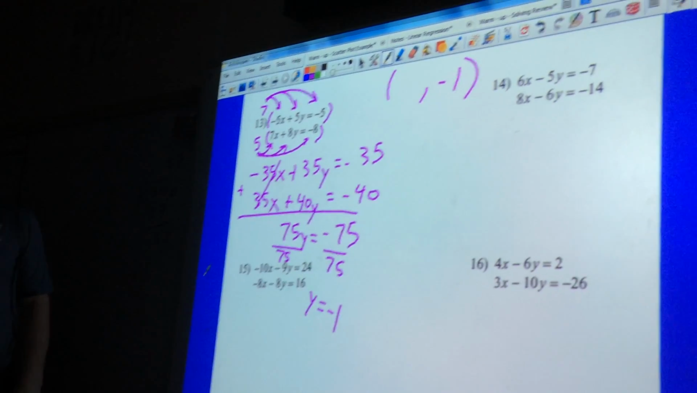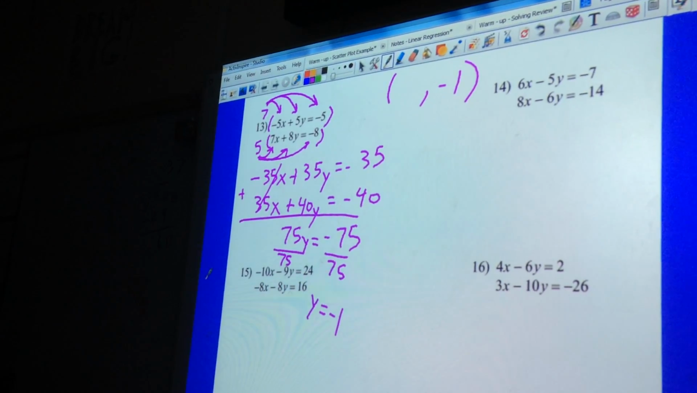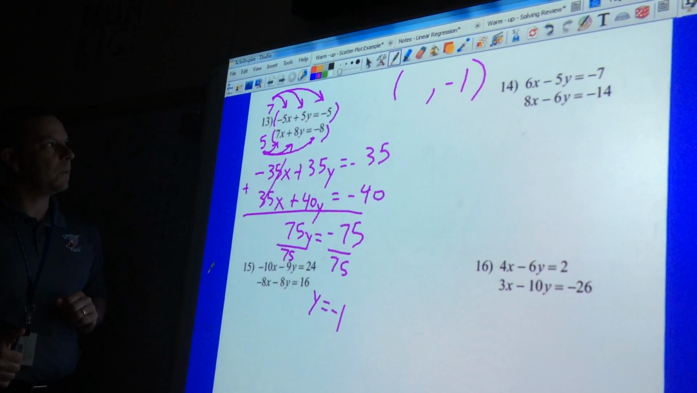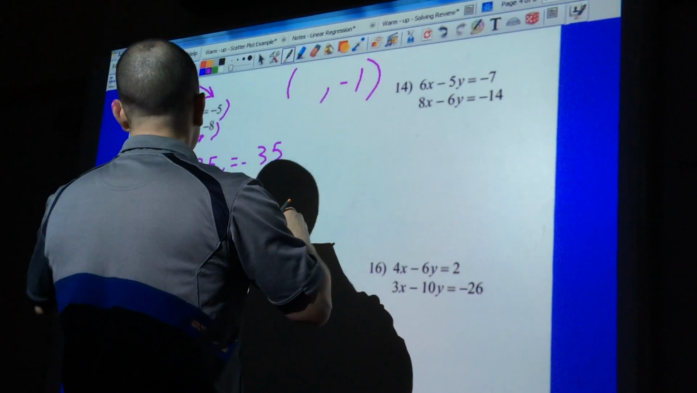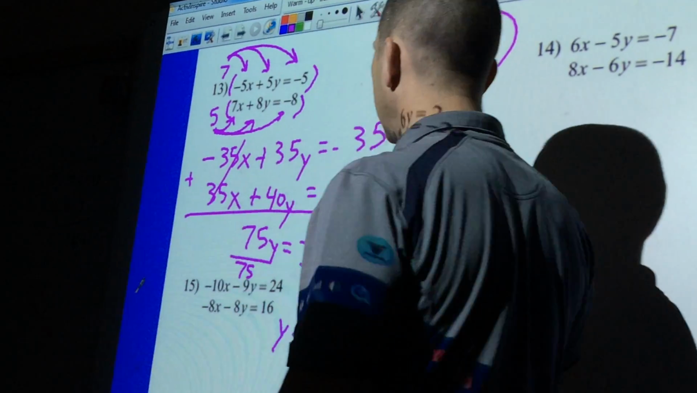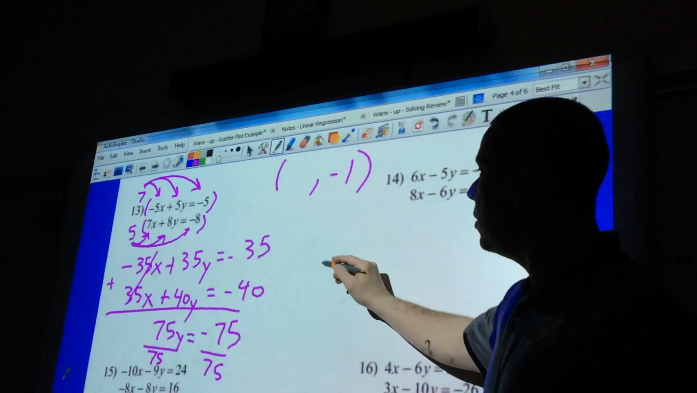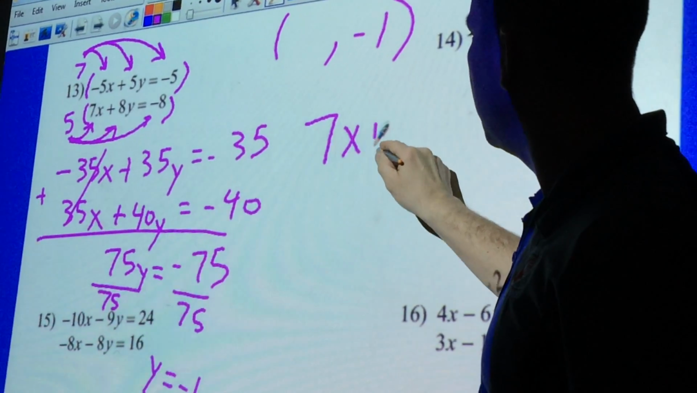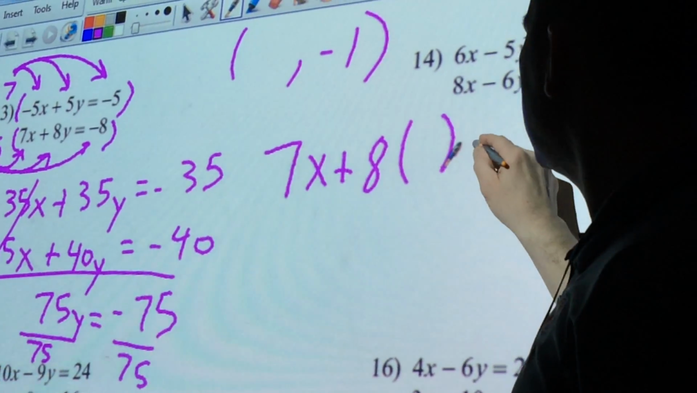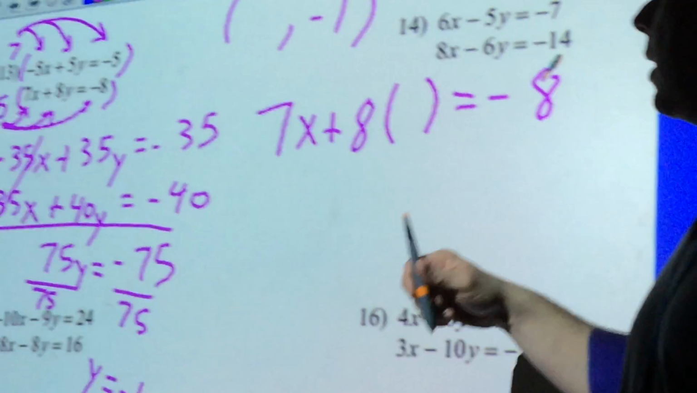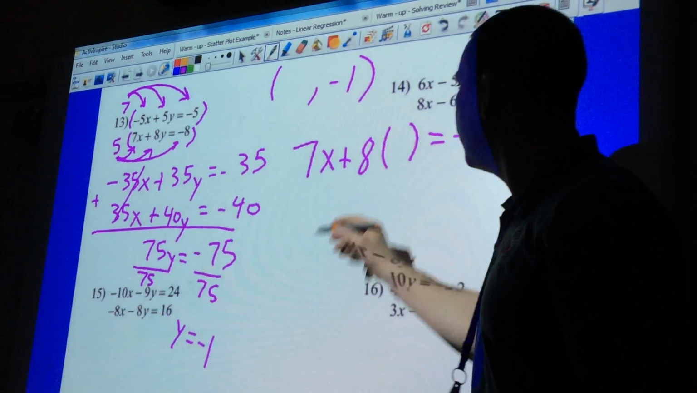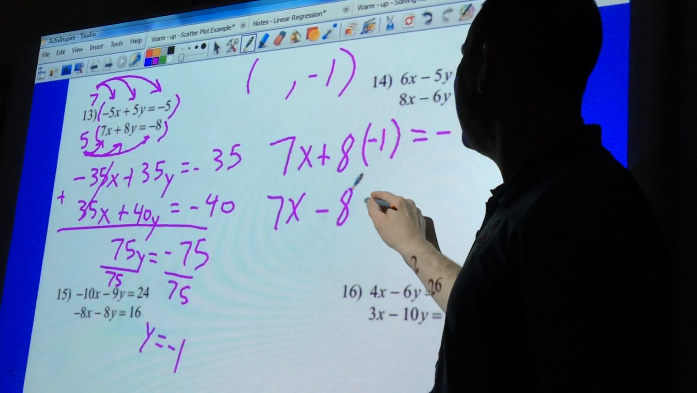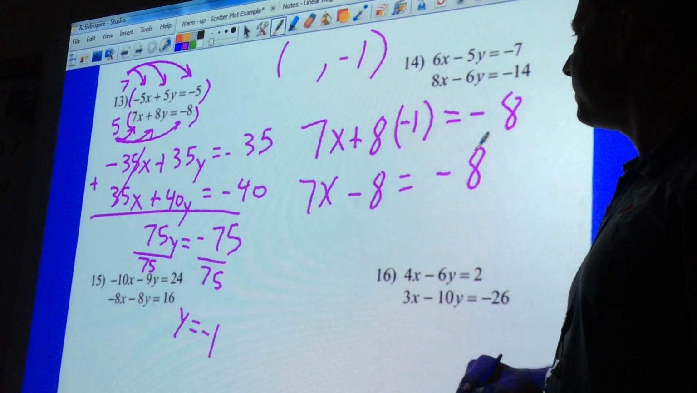Let's find the other half. We're going to plug negative 1 into any of those equations. I guess I'm going to go with the bottom one this time, just since the variable I'm solving for, x, has a positive coefficient there. So we have 7x plus 8y equals negative 8. And what am I going to put there in place of the y? The negative 1 we just got from step 1. So I have 7x minus 8 equals negative 8.